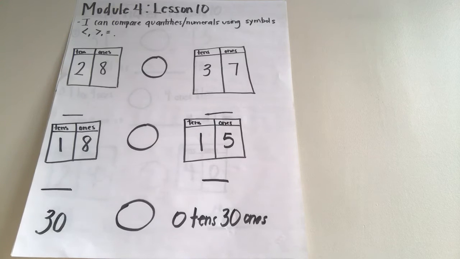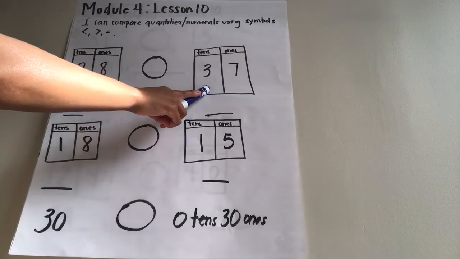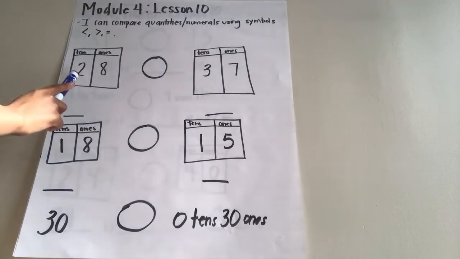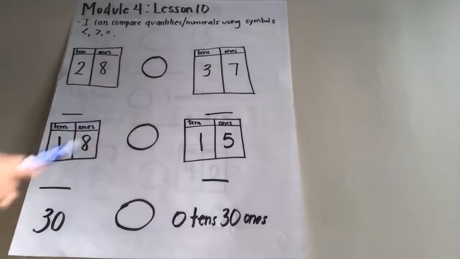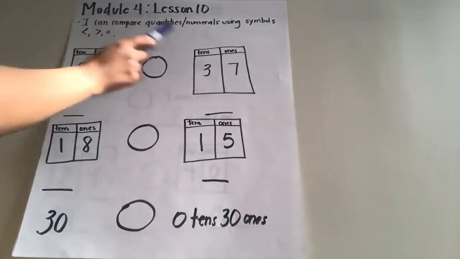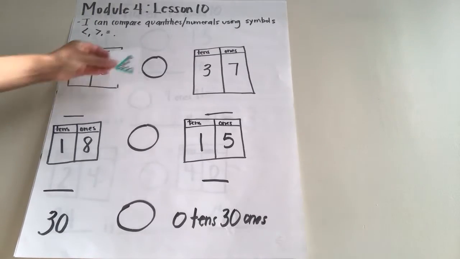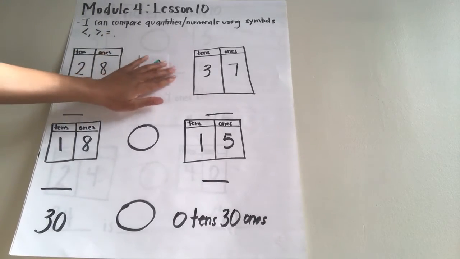Thinking about our hungry alligator, which number would he rather eat? He would rather eat the number with the most tens. Starting on the left, this number has 2 tens, this number has 3 tens. 2 tens is less than 3 tens, which means that he would rather eat the number on the right that has 3 tens. So now I want to get my alligator, and I want to open him up to the number that has 3 tens.